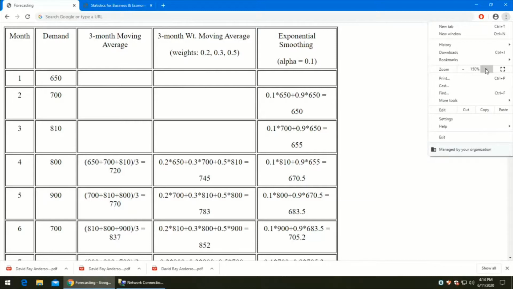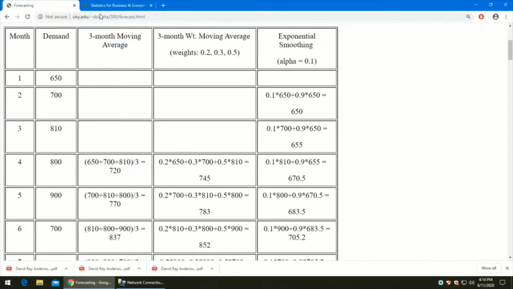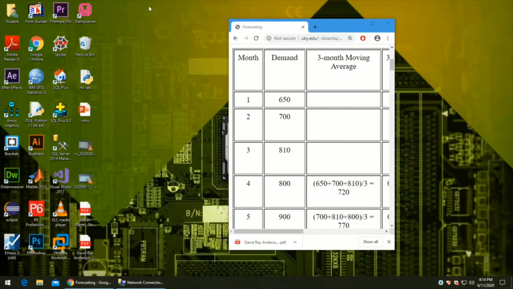The book that you are to read is Statistics for Business and Economics. Sorry, it's not showing at the moment because there's some system error. The book is by Anderson, Jeffrey, and Sweeney. This is Statistics for Business and Economics, the 13th edition, and the publisher is Cengage.